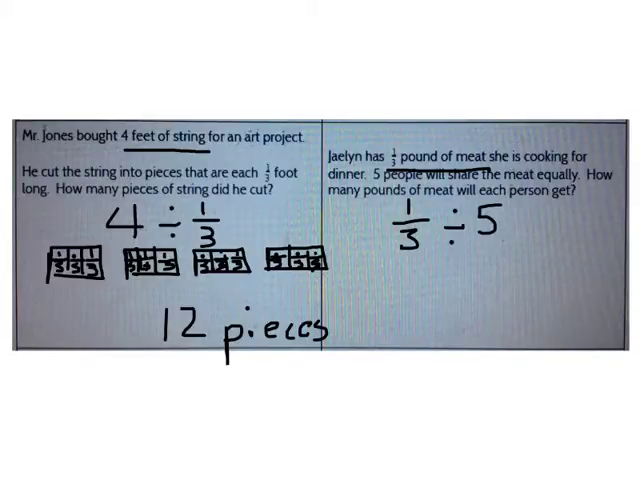What am I going to start my model with? I'm going to start my model with 1/3. Draw 1/3 on your paper now. I need to cut that 1/3 into 5 pieces. How many lines should I draw across? I should draw 4 lines across.